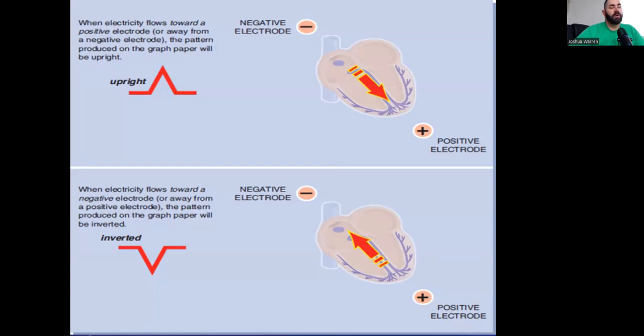It normally flows where? Directionally down. When the electricity flows towards a negative electrode, it will have a negative deflection. It'll be inverted. We're going to talk about axis deviation here soon. That comes later. I don't want to drown you today.